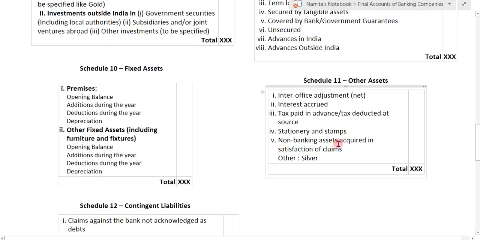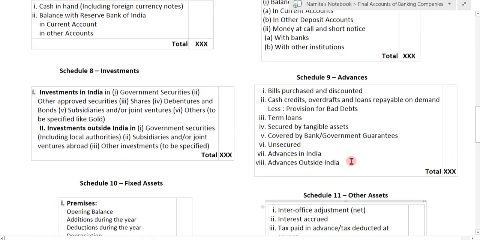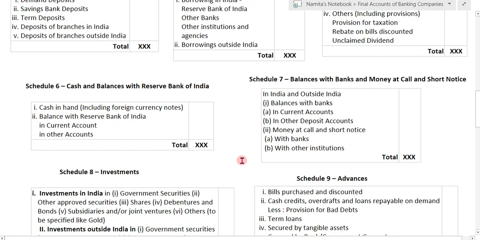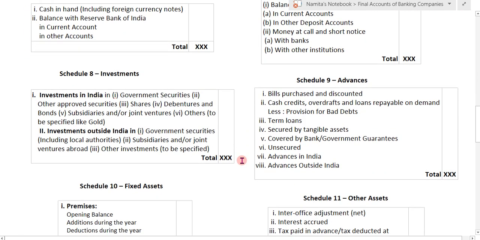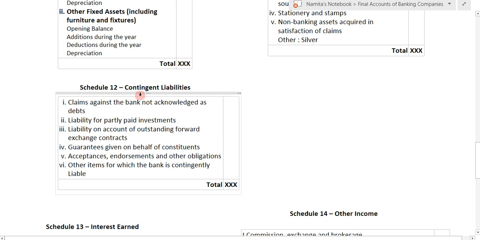Then interest accrued, taxes paid in advance, tax deducted at source, and any stock of stationery and stamps are recorded in schedule number 11. Then non-banking assets acquired in satisfaction of claims and other items like silver are recorded in schedule number 11. So these were the schedules belonging to the asset side of the balance sheet. Next is schedule number 12, contingent liabilities. These particulars are to be recorded under contingent liabilities.